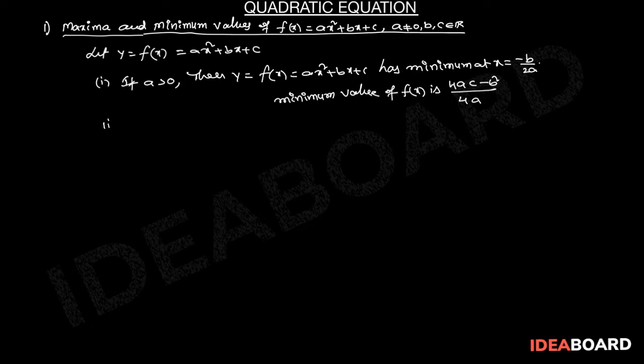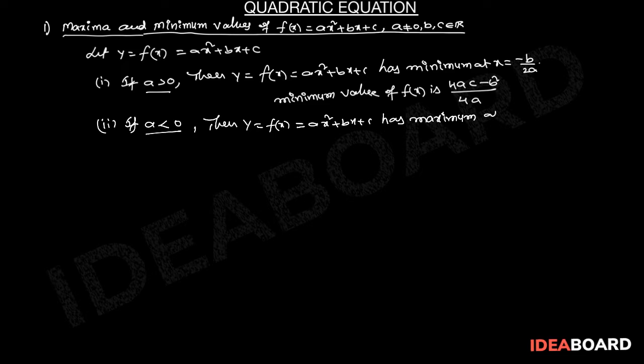Second one is: if a < 0, then y = f(x) = ax² + bx + c has a maximum at x = -b/2a, and the maximum value of f(x) is (4ac - b²)/4a.